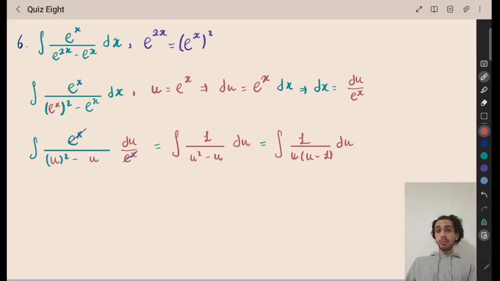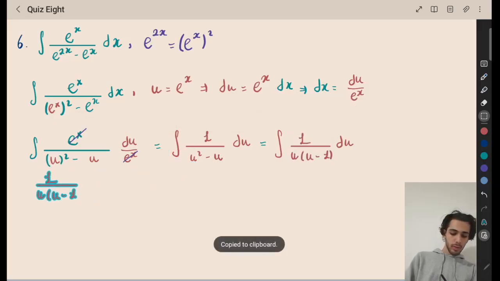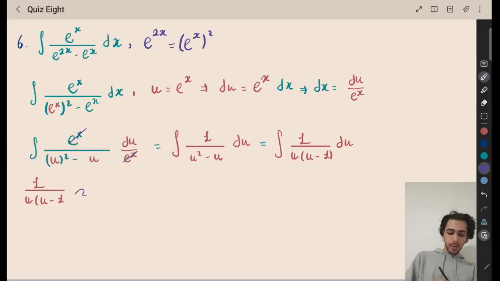How do I proceed? It's a good question. So I have a product of two terms in the denominator. That's the first hint. The second hint is that we already discussed how we can deal with expressions of this form. It's something called partial fractions.